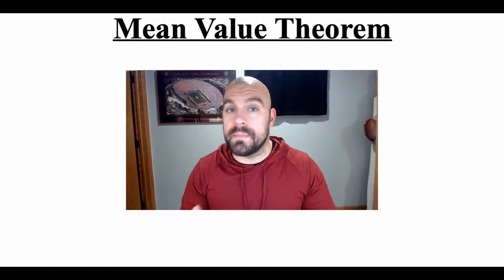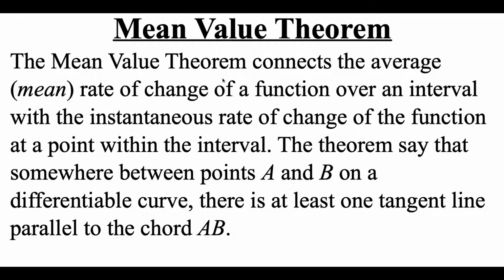In this video, we're going to look at the mean value theorem. As we're talking about the mean value theorem, it's a way to connect the average or mean rate of change of a function over a specified interval with its instantaneous rate of change at a specific point within that interval. What the mean value theorem says is that if you have an interval that runs between some a value and some b value on a differentiable curve, then there has to be at least one tangent line along that AB interval that's parallel to the chord that's created through the points A and B.